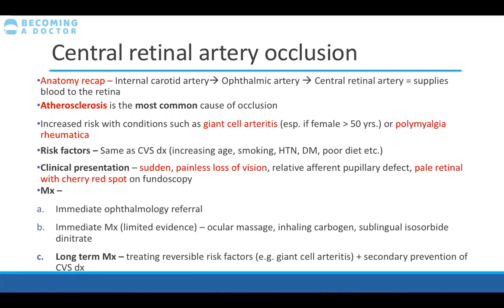Management, so you want to refer them to ophthalmology immediately. There are a few other options I've put here, but I've said limited evidence. So ocular massage, carbogen, isosorbide. Sometimes doctors do try them, but do they actually work? We're not really sure. Long-term management, so you're treating reversible risk factors. If they do have conditions such as giant cell arteritis or polymyalgia rheumatica, you want to treat that, along with secondary prevention of cardiovascular disease.